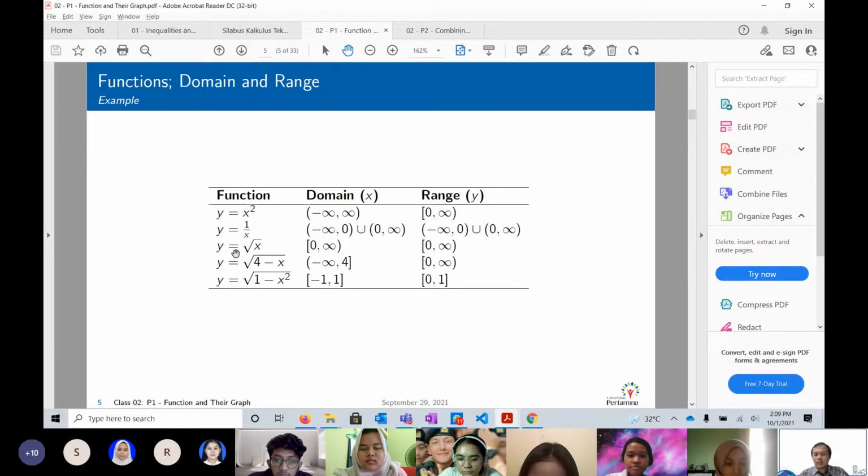So can anyone here explain to me why the domain of y equals square root of x is only non-negative numbers? Can anyone here explain to me what is the reason behind this choice of domain?